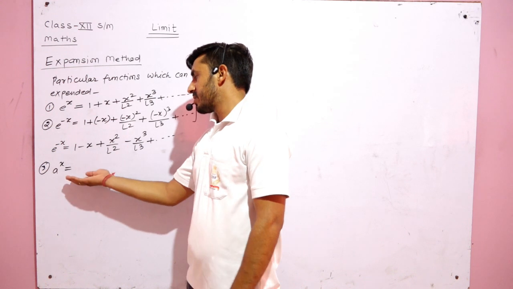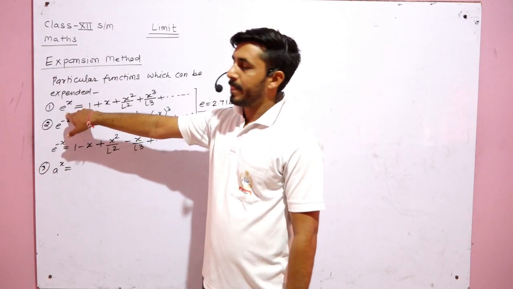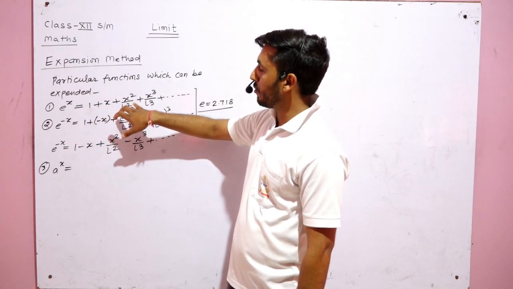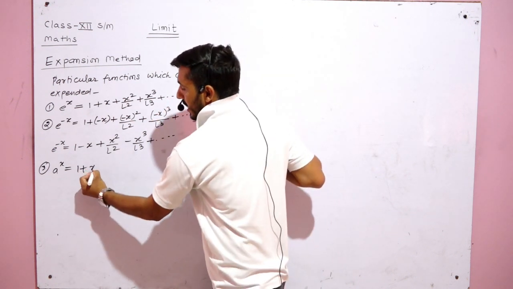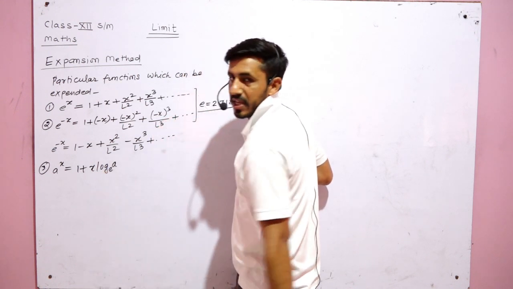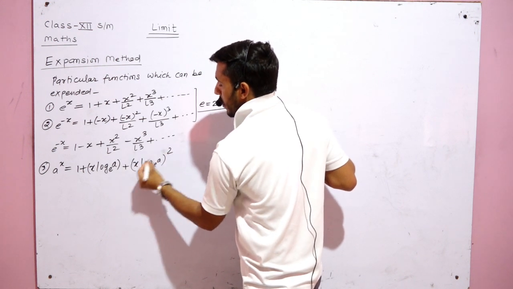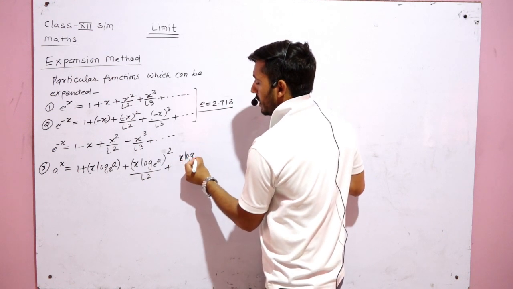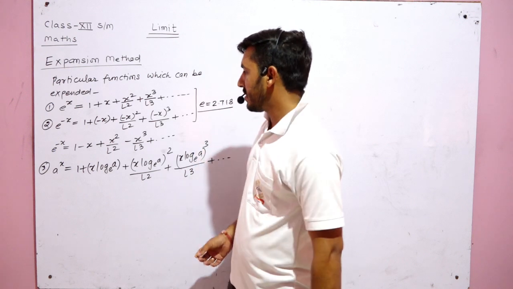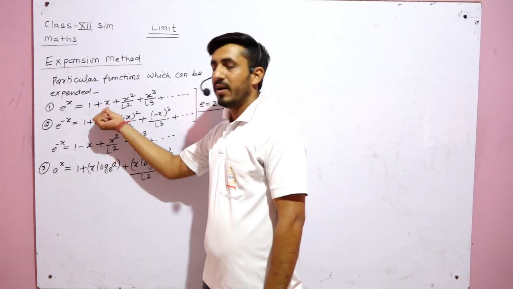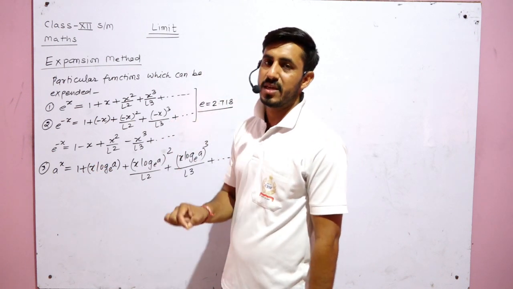Then we will discuss the expansion of a to power x. As you can see, in e to power x the base is e, that's why it comes 1 plus x plus x square upon factorial 2 plus and so on. The expansion of a to power x is given as 1 plus x into log base e of a, plus the next term x into log base e of a whole square upon factorial 2, plus x into log base e of a whole to power 3 upon factorial 3, plus and so on. You can see the basic difference: here only x is taken, but here we are multiplying x by log base e of a.